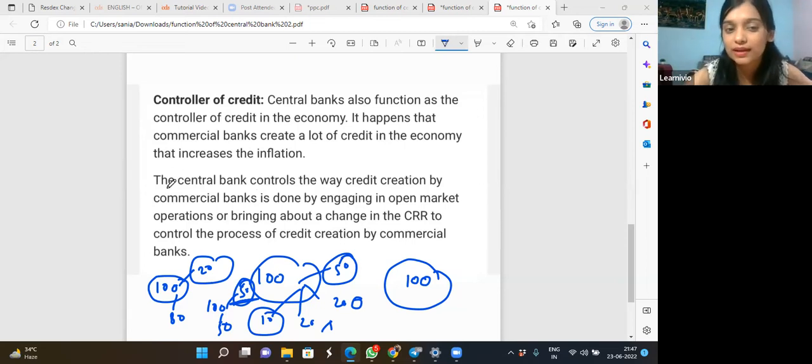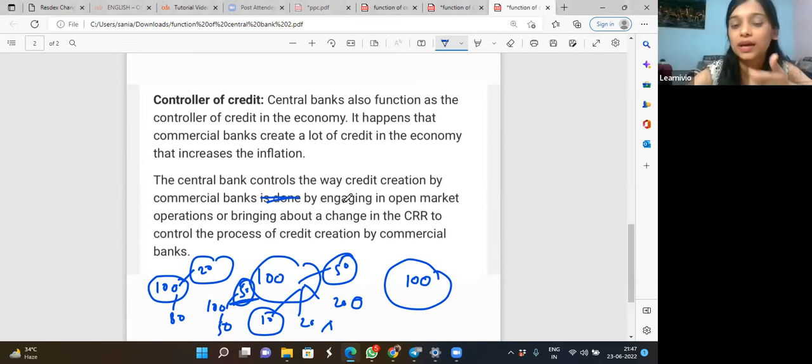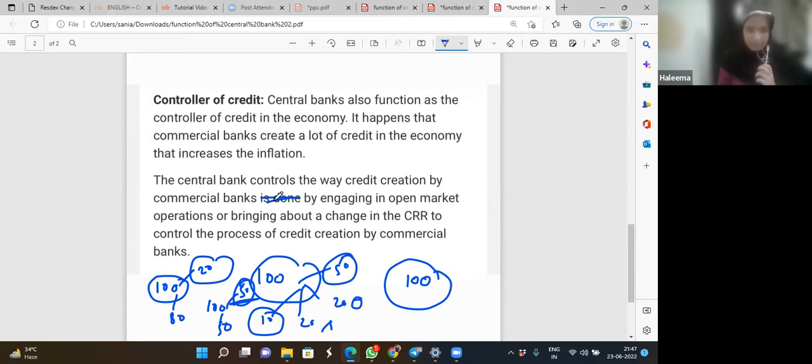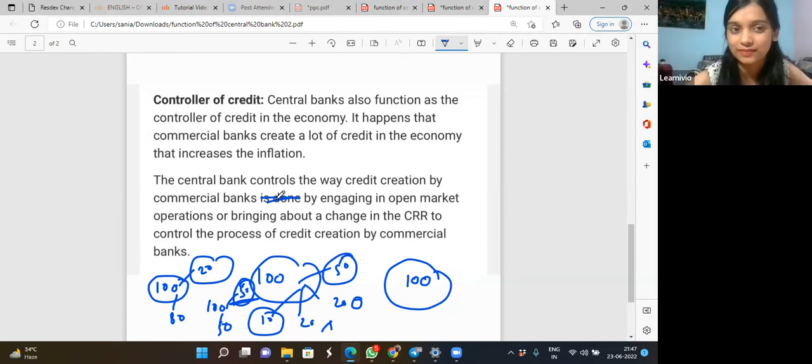Like if you can write like this, the central bank controls the credit creation by commercial bank by engaging, or you can write central bank controls credit creation by directly you can write. Okay, "is done", you can skip it. Okay, good point. Miriam, just remove this "is done." Okay, I have repeated the sentence.